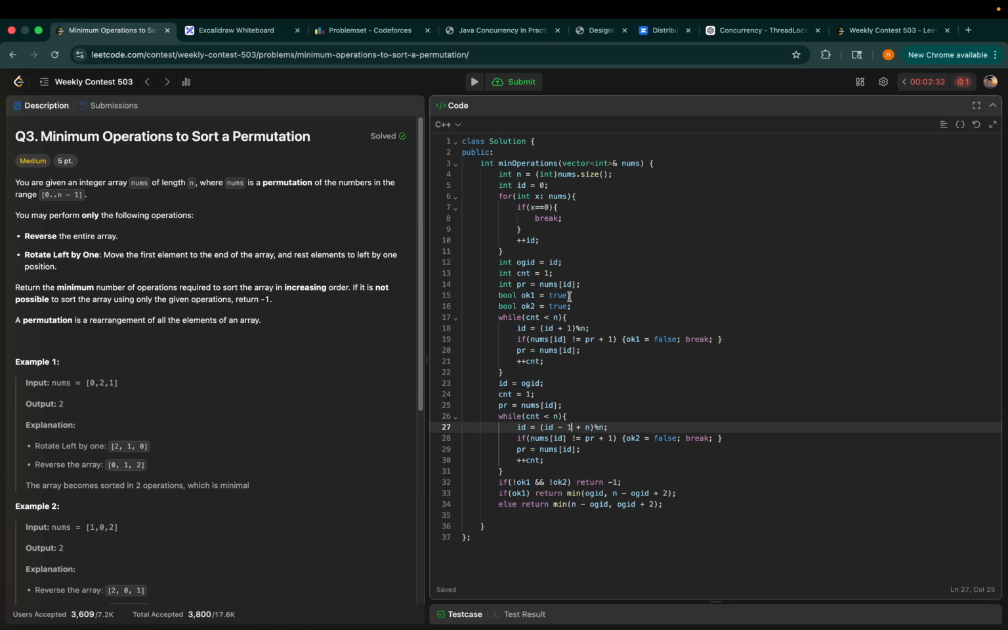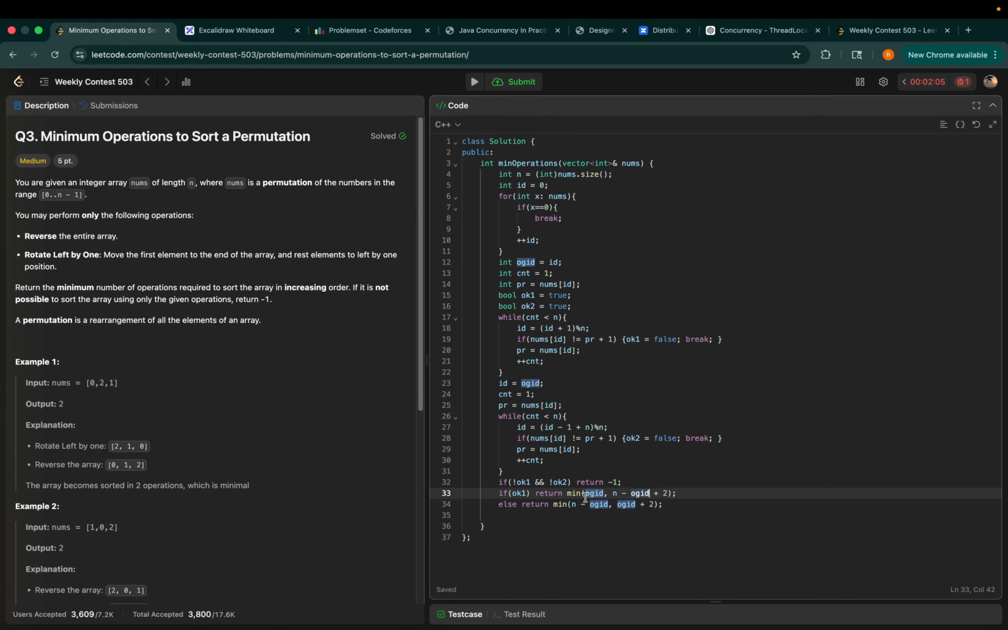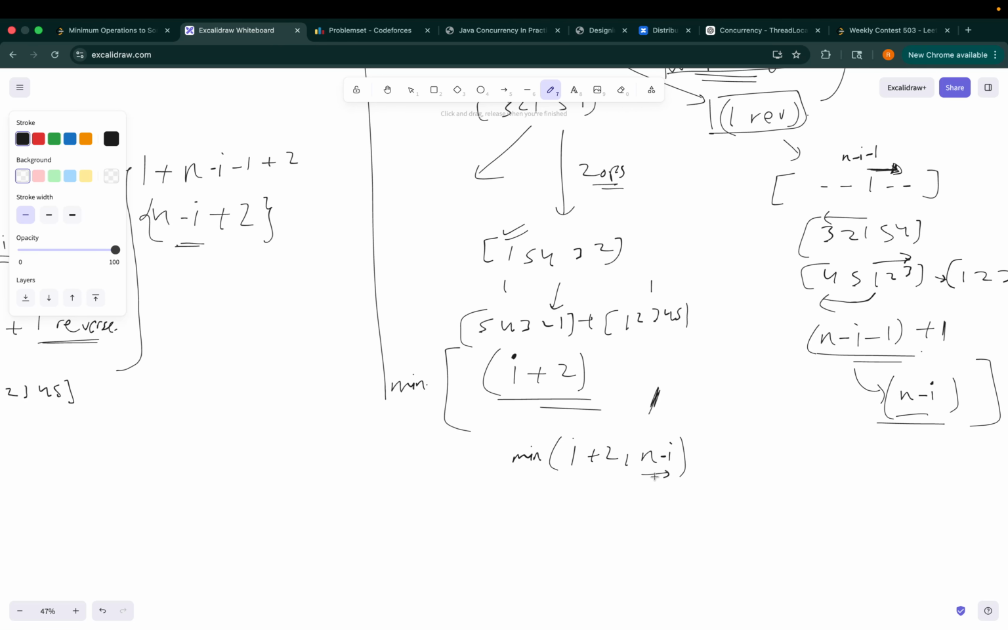The code is pretty simple now. We just check if it is rotating, wrapping either towards the left or the right using these two blocks, right? If neither of them are happening, then -1. Else if let's say OK1 is basically wrapping to the right, so it's minimum of I comma n minus I plus 2. OGID is basically I, the original ID of the minimum index, right? And else it is n minus I and I plus 2. So yeah, n minus I and I plus 2.